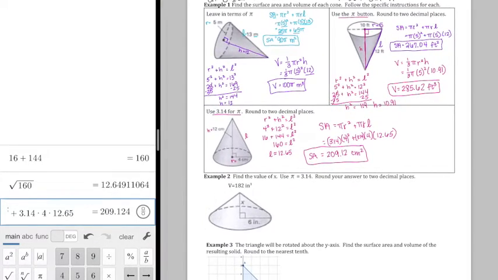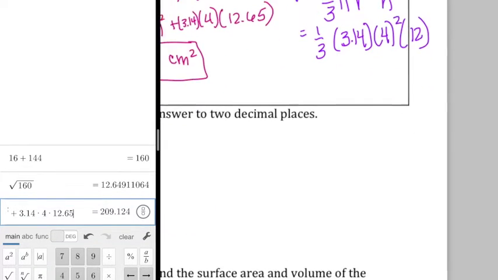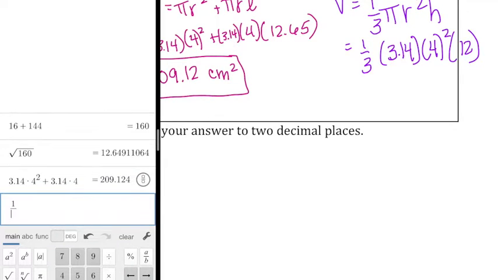All right, and next we're going to do volume. For the volume, that's going to be 1/3 pi r squared h. So 1/3 pi, I'm using 3.14. For the radius, I'm using 4, and the height is 12. Now I'm ready to type this into my calculator. So 1/3 times 3.14 times 4 squared times 12. And I get 200.96. This one only gave me 2 decimal places, so I don't have to round. My volume is going to be 200.96, in cubic units.